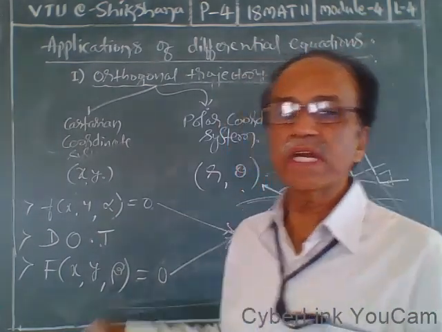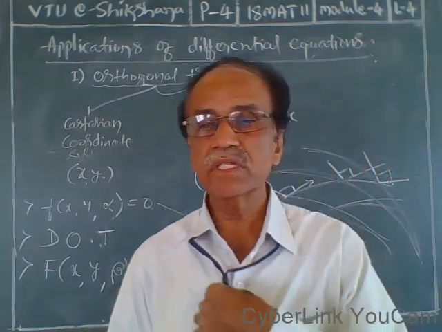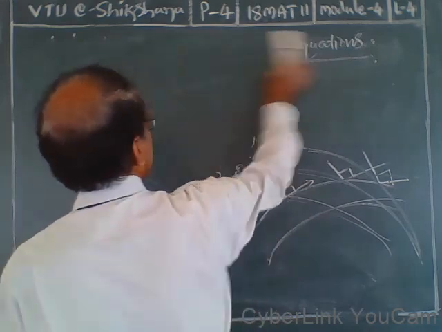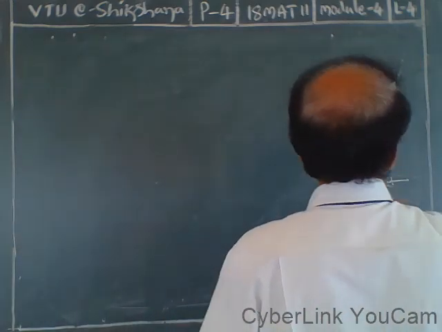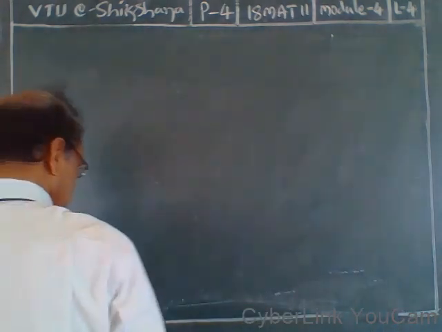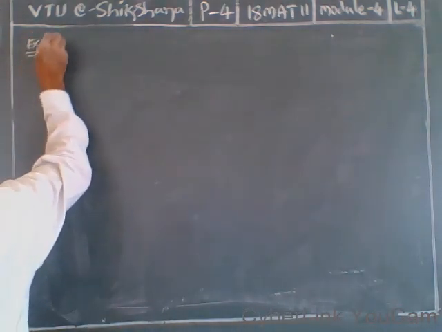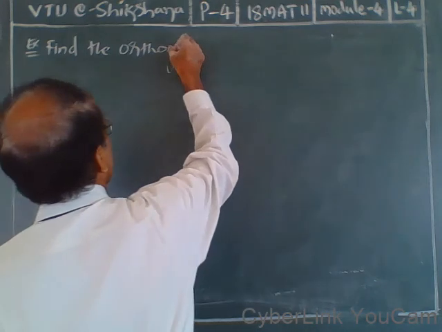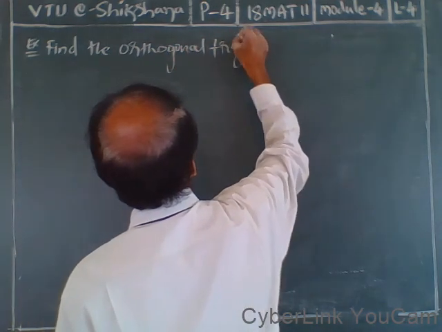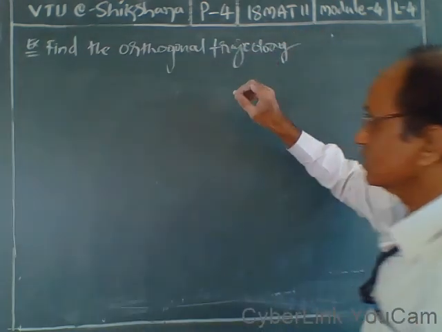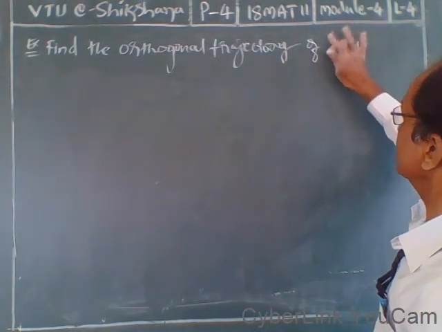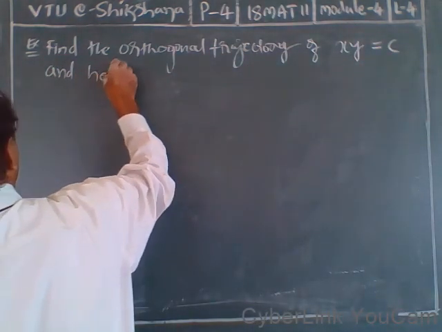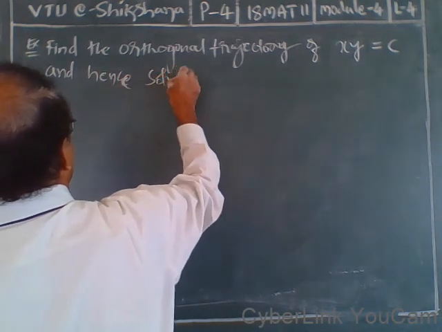Now let me go directly to the problem, how we can solve the orthogonal trajectory through differential equation. The first problem, I should take a simple case, that is the rectangular hyperbola. Example: find the orthogonal trajectory of xy equal to c, and hence solve the same.